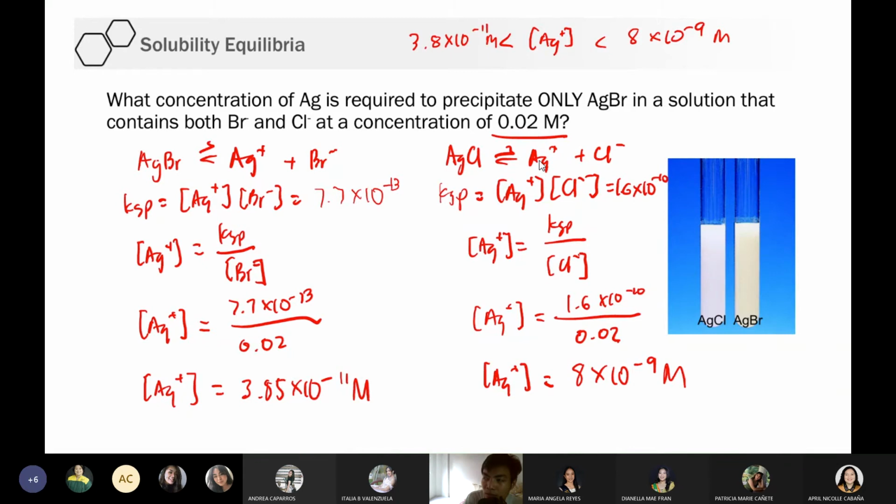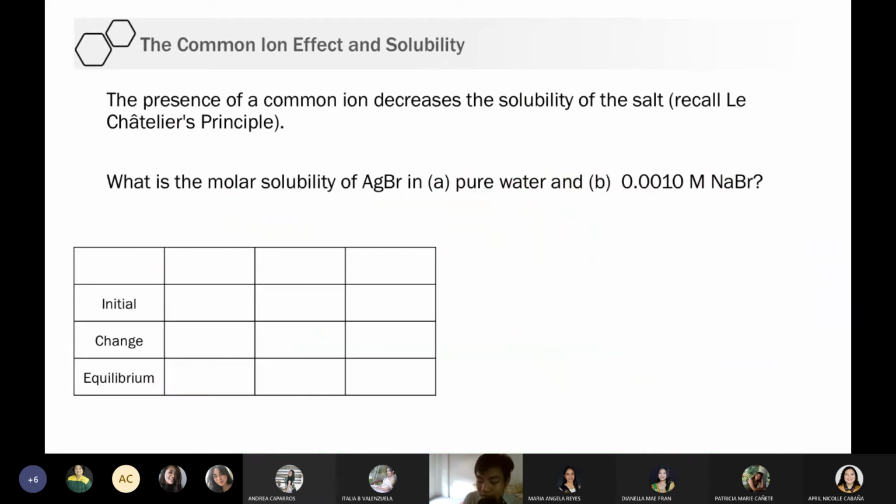So again, for this problem, hindi pwedeng AgCl lang mabuo. Kasi kapag ito yung binuo mo, mabubuo din yung AgBr. So, ang possible lang ay yung AgBr mabuo, ito hindi. And not the other way around. Okay? Not the other way around. Okay? So, yun lang. And punta na tayo sa last part.